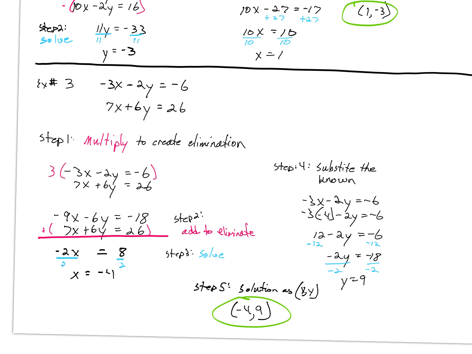So there is my solution as an ordered pair. The x is negative 4 and the y is 9. And that's how we use elimination to solve a system of equations.